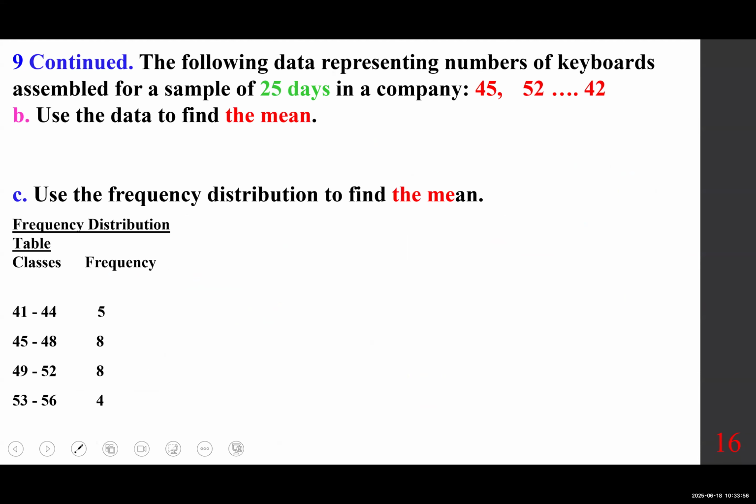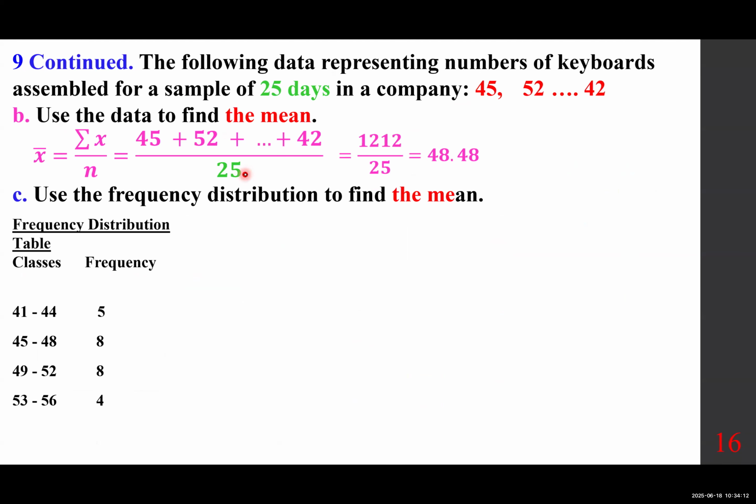Now I'm going to continue with the question, which says, use the data to find the mean. The data was 45, 52, and so forth. Add them up, divide by size. So 45, 52, and the rest of them divided by 25. And that's easy to find, x bar is 48.48, and you're done. Now, this is the exact value. Use the frequency distribution table to find the mean.